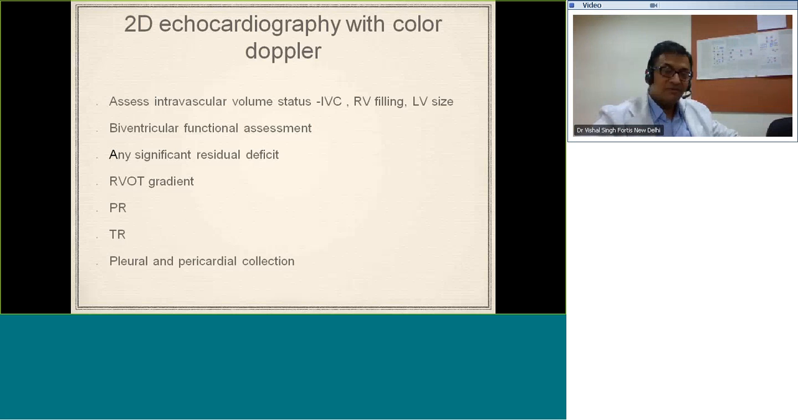The LV size, we have already talked about the small LA, the small LV and the high LA in the corresponding situation, especially with the TOF physiologies. Biventricular functional assessment, obviously that goes without saying. And any significant residual deficit, like a significant RVOT gradient, or severe PR, a tricuspid regurgitation which is more than what you expect, and any pleural or pericardial collection. Okay.